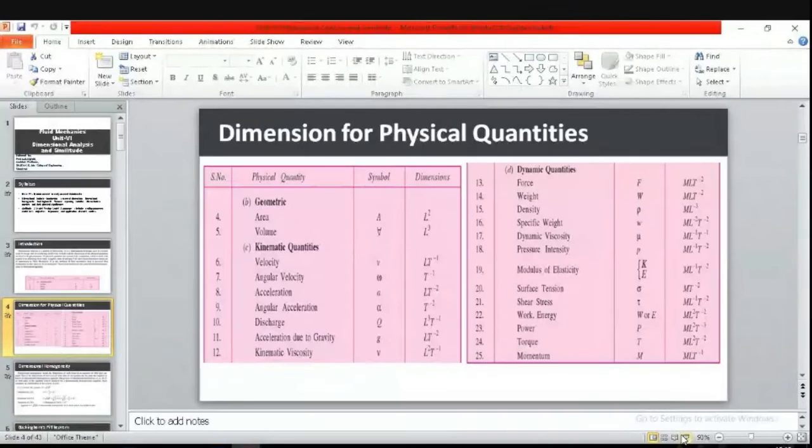Okay, so we had seen examples: area, volume, angular velocity, acceleration, discharge, velocity. All these are secondary or derived quantities. After that, the mathematical representation of secondary quantities in terms of primary quantities. That means the mathematical representation of velocity in terms of mass, length, and time, or the mathematical representation of shear stress in terms of mass, length, and time. So it is called dimension.